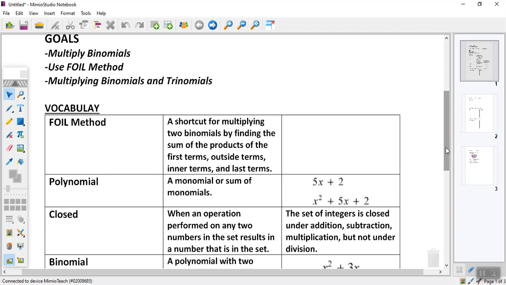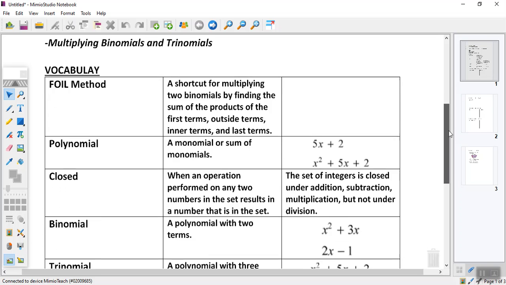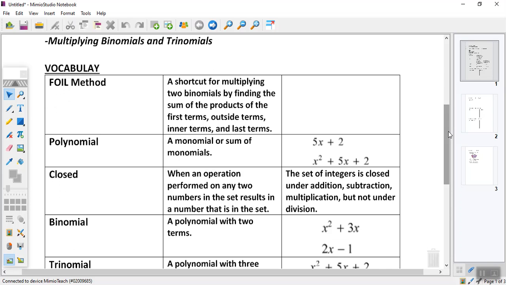Two. Here's the biggie today. Use what method? FOIL. That stands for something. It's an acronym for something I'll show you here in a second. Use the FOIL method. We're also going to multiply some binomials with some trinomials. Two terms times how many terms here, kids? Three terms. Okay? You've got to know how to do this before we can move on to other things that are going to be more in depth with this.